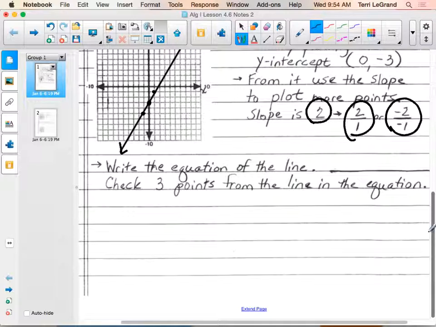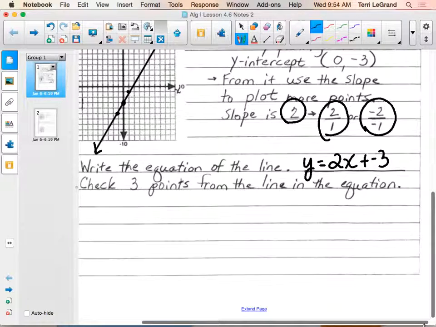Okay, let's write the equation of that line. What's the equation of that line we just graphed? y equals 2x plus negative 3. So y equals, we put the slope in front of the x, and it's plus a negative 3, but we can clean that up and just subtract 3 instead of making it plus a negative 3. Yeah, so we can clean it up.